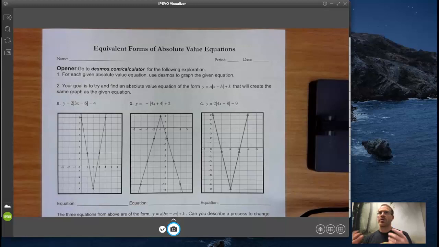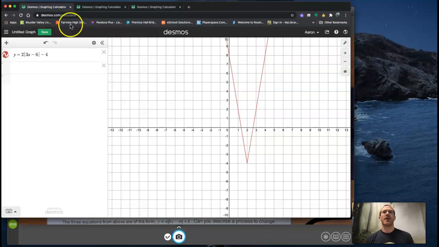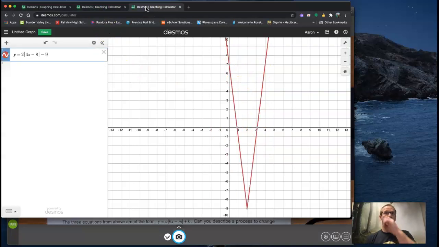So we're going to start with a little exploration. You're going to go to desmos.com/calculator. You can see that there at the top of the notes. And here's what I want you to do. You have three graphs there, A, B, and C. I want you to type these three equations into Desmos, just like I did here. I'll click once so I can show you. So there's that equation, and you can see that I have all three equations typed into Desmos.